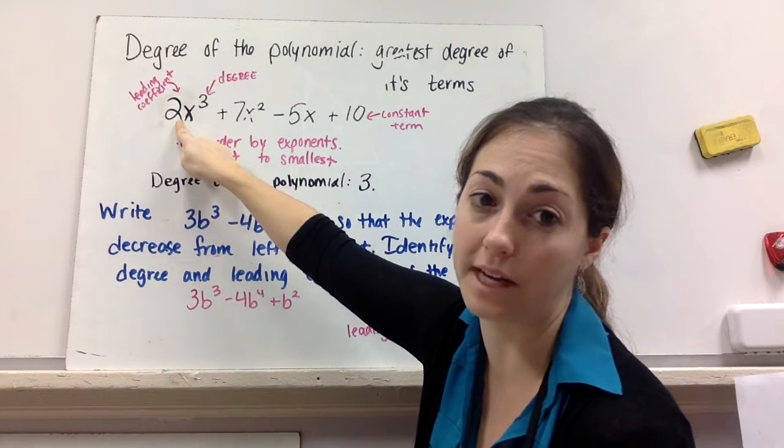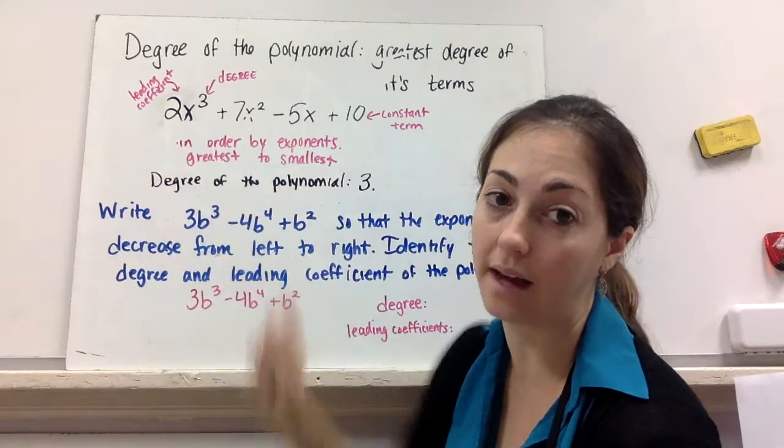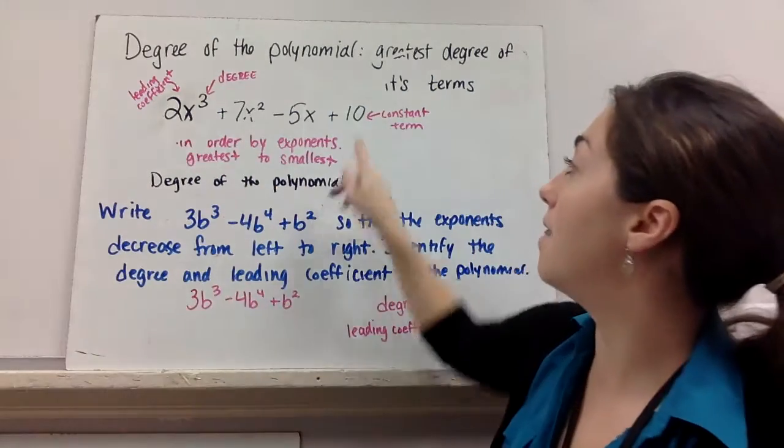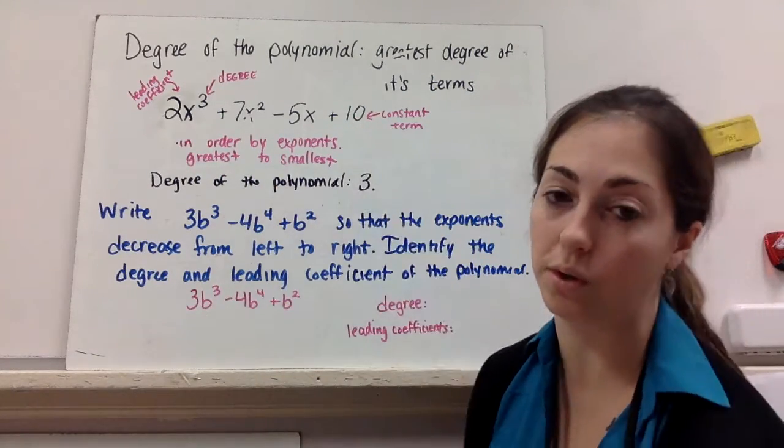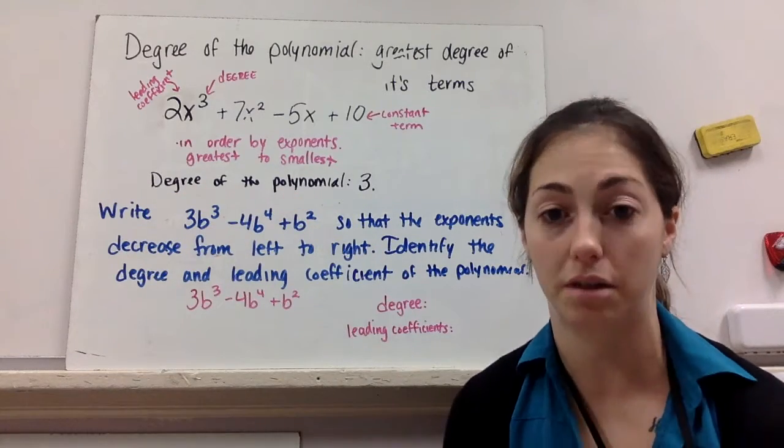And the leading coefficient is a 2. Coefficient is the number in front of the exponent. The degree of this is a 3 because of that leading term. And then this 10, I wanted to just make sure you knew it's a constant term. So if I were to write what the degree of the polynomial is, it's 3.